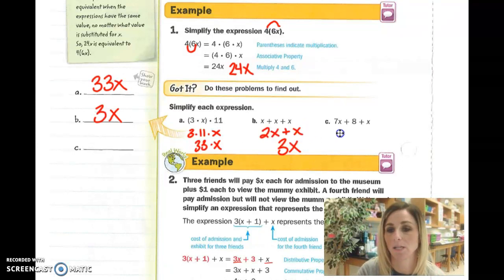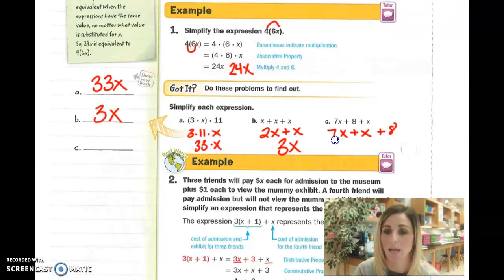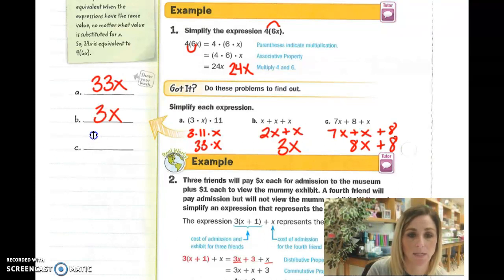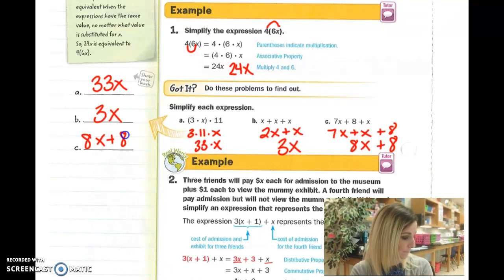Taking a look at this, I'm going to combine my like terms. 7x plus x plus 8. My 7x plus 1x is 8x, plus my leftover 8. So when I simplify, I get 8x plus 8.